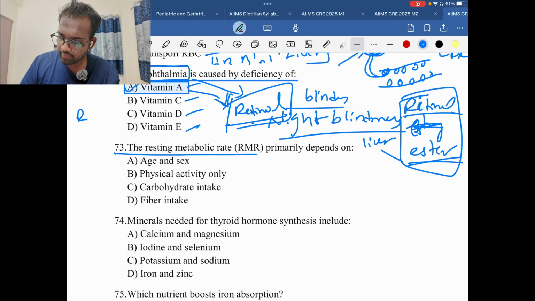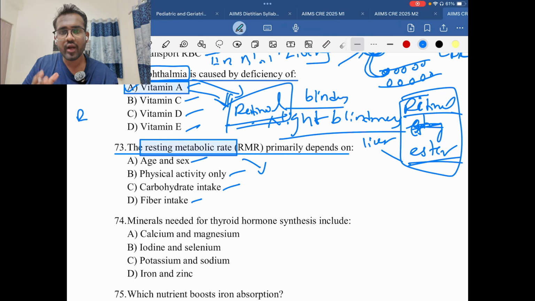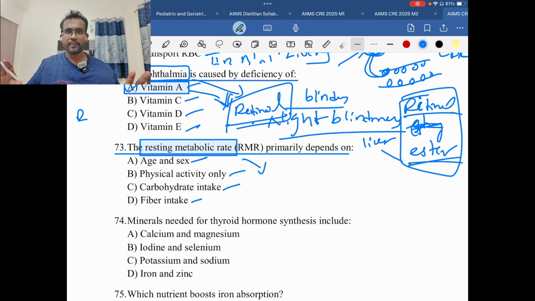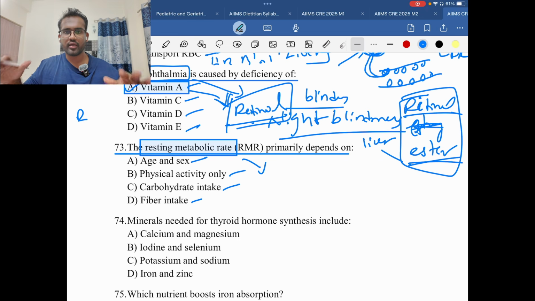Question number 73. The resting metabolic rate RMR primarily depends on age and sex, physical activity only, carbohydrate intake, fiber intake. So first understand what is resting metabolic rate. Resting metabolic rate is the amount of energy required when you are in the rest position. Right now I am sitting. If I am not talking, if I am not doing anything, that is called rest position. In this rest position, the body needs some amount of calories to do the physiological functions like breathing, heartbeat, circulation, hormone regulation, and all the other functions of the body. It is called resting metabolic rate.